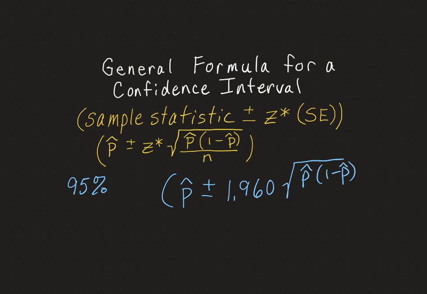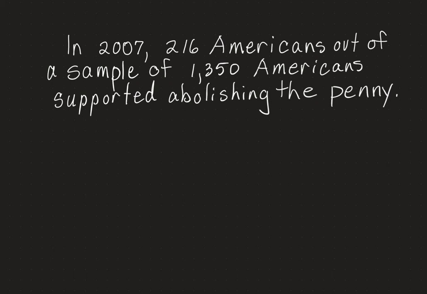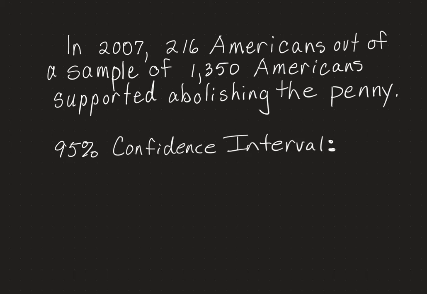So there it is. Let's look at a specific example and actually do the work. In 2007, 216 Americans out of a sample of 1,350 Americans supported abolishing the penny. Let's calculate now a 95% confidence interval for the proportion of Americans in 2007 who supported abolishing the penny, our smallest coin, only worth 1 cent.